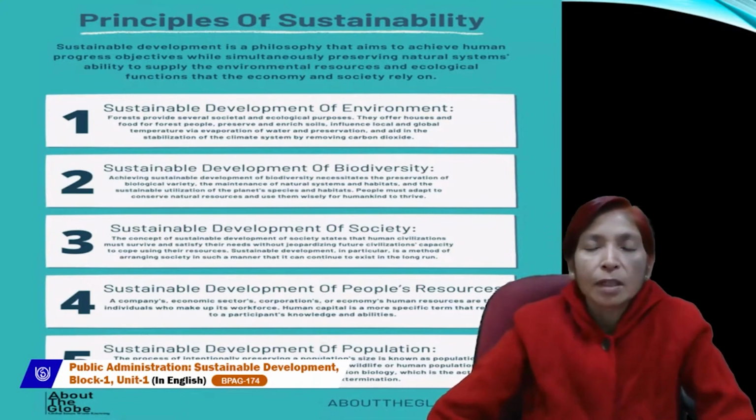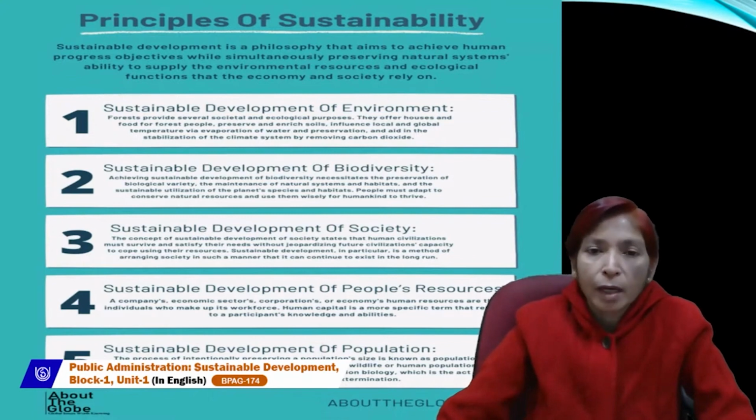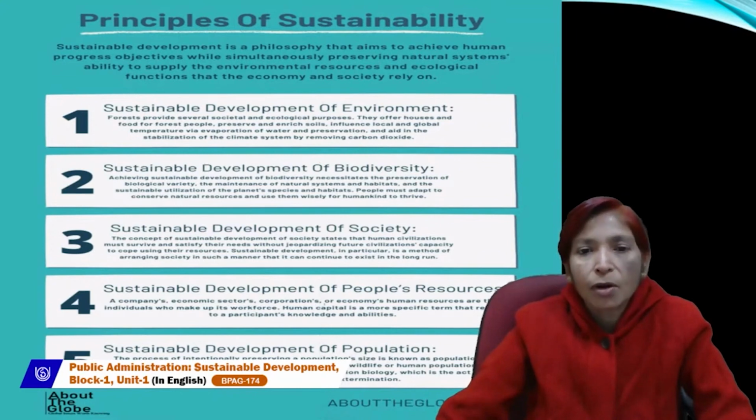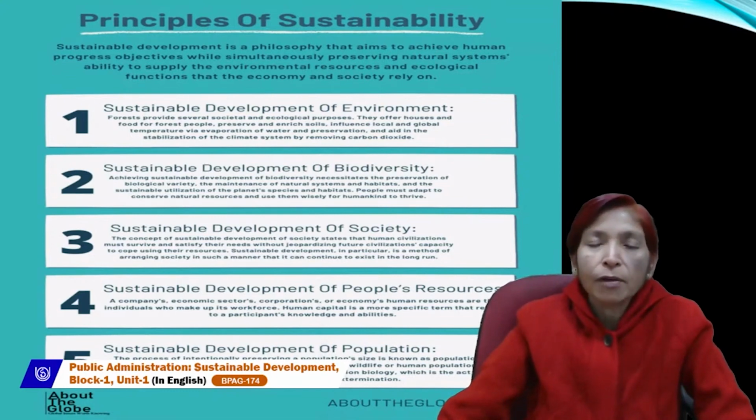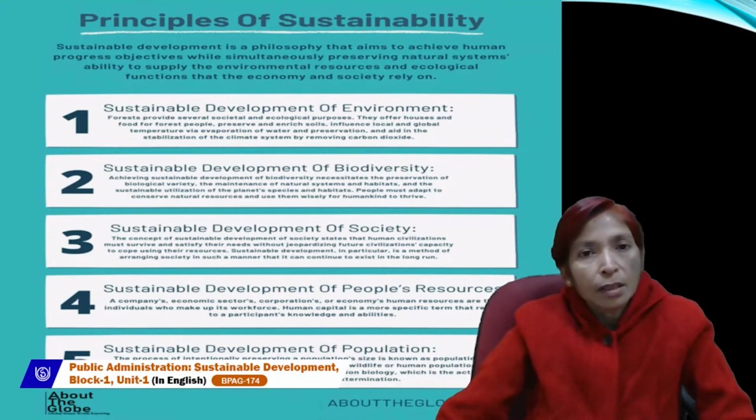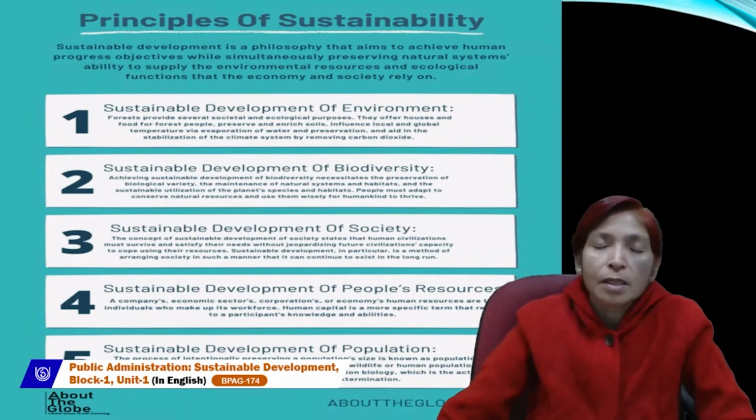So these are the five principles of sustainability. The first principle is sustainable development of environment. If you want to achieve this sustainable development, then we should protect and preserve our environment. We should develop biodiversity, and conserve or preserve this biodiversity. Then sustainable development of society, sustainable development of people's resources or human resources, and sustainable development of population. All these principles are very important in sustainable development.